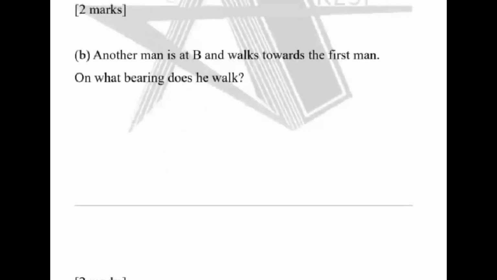Another man is at B and walks towards the first man. On what bearing does he walk? He is at B and walks towards A. That means the bearing is of A from B, because he's walking towards A. That's why we have to calculate the bearing of A from B, which means this angle.